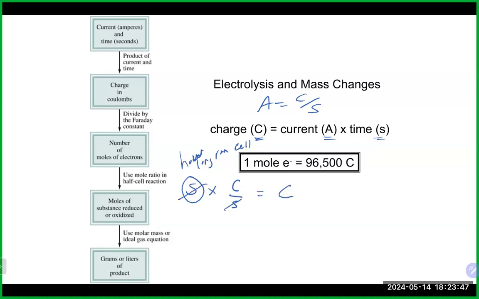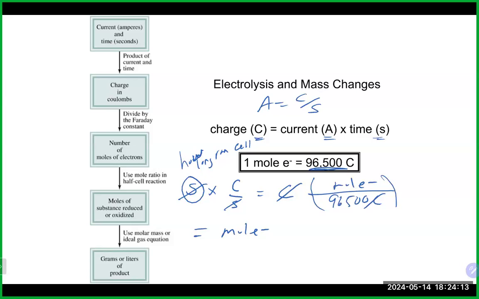That will usually give you a coulomb of charge, which is what they're talking about here, using Faraday's constant: 96,500 coulombs per mole of electrons. Coulombs will cancel, and you'll end up with moles of electrons at this point. Now, this is where the problem doesn't really change too much, but this is where the half reactions come into play.